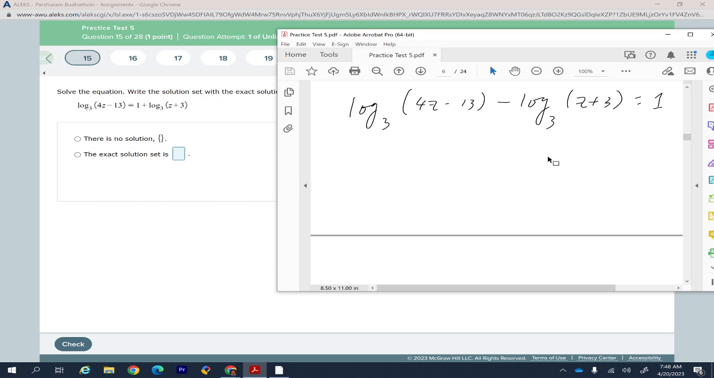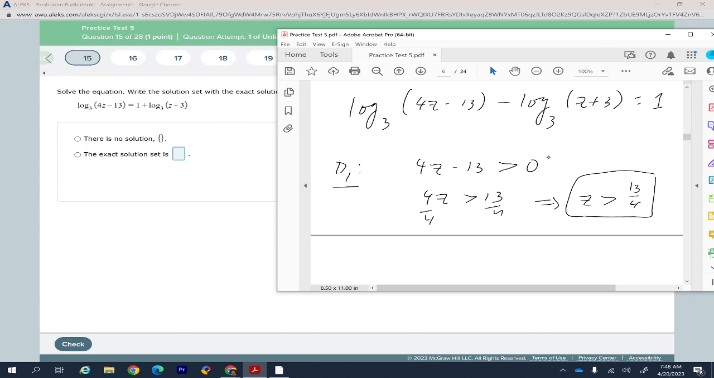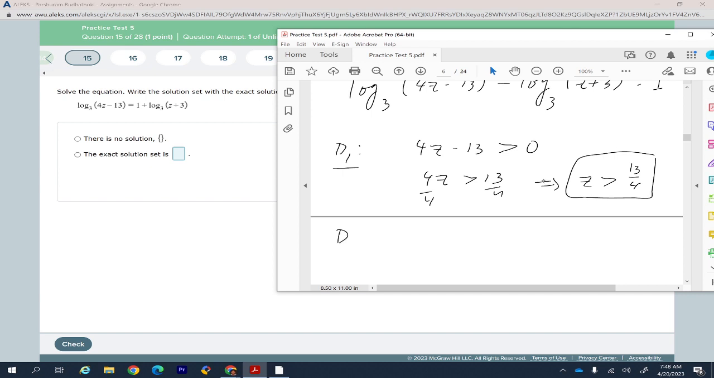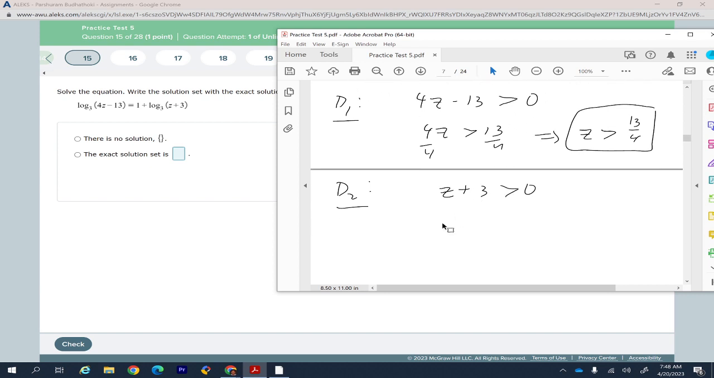So how can we find it? First, find the domain for the first one, let's say d1, by making this expression greater than 0. Solve for z. So 4z is greater than 13, and if you divide by 4, z is supposed to be greater than 13 over 4. That's the domain for the first log function. But we also need the domain for the second log function, which is z plus 3 has to be greater than 0. If you solve for z, that will give you z has to be greater than negative 3.